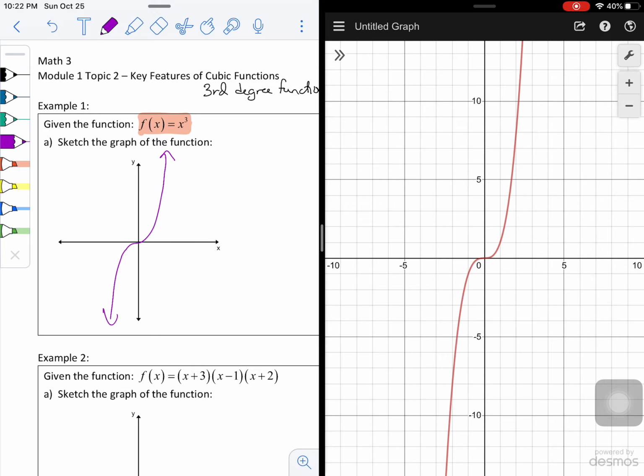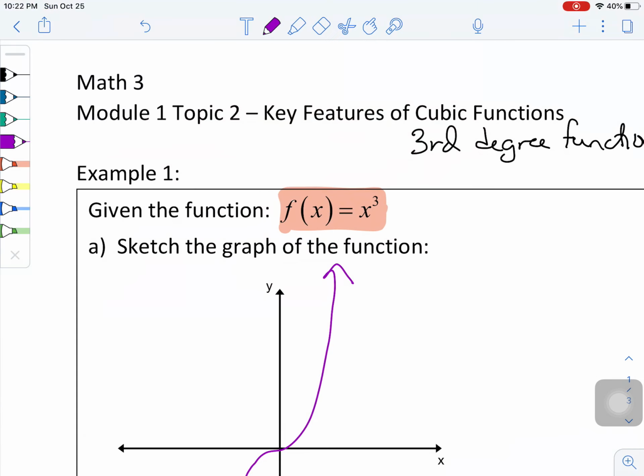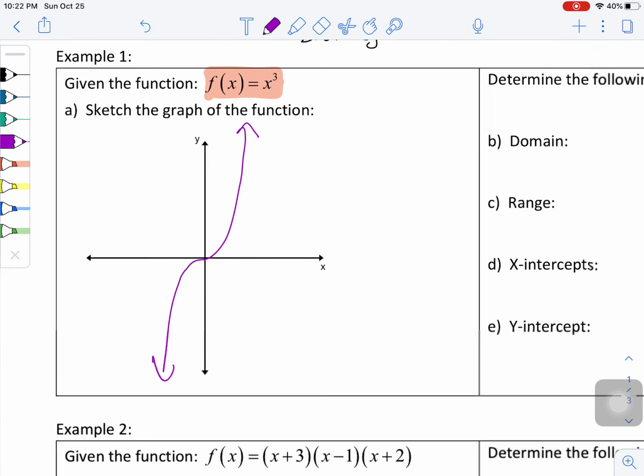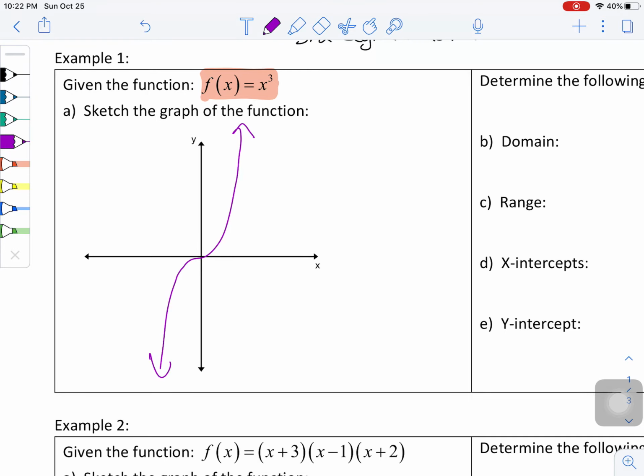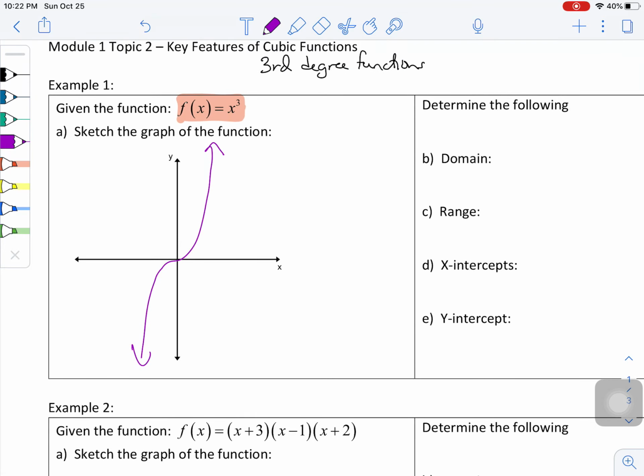So I'm going to go ahead and close out Desmos for right now. I'll get back to it because I'm sure there's going to be more examples. All right, so based off of this sketch, I want to identify the domain, the range, the x-intercepts, and the y-intercepts. That's it. So remember that your domain are your possible x values.